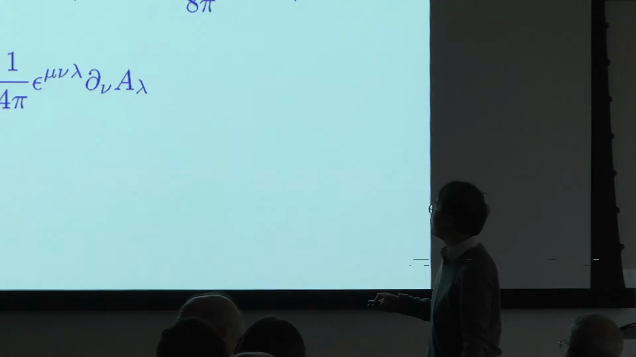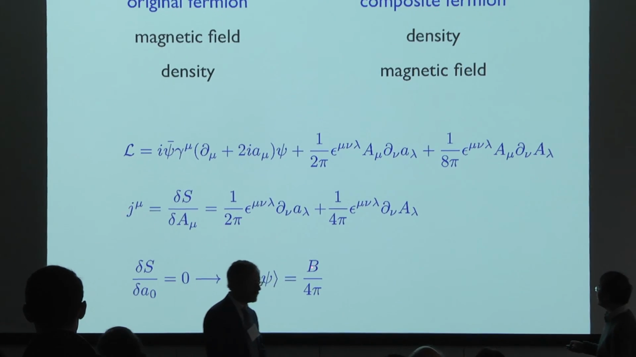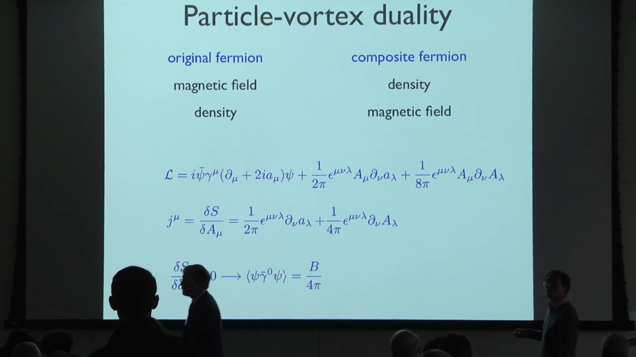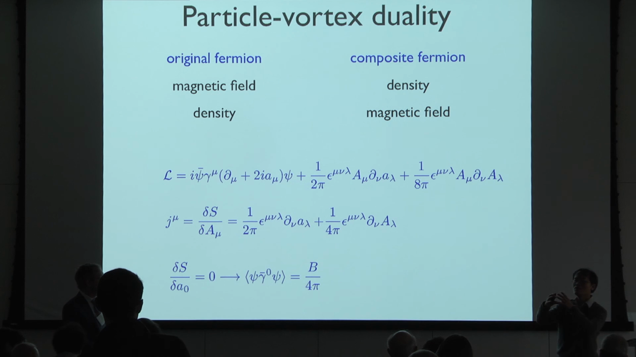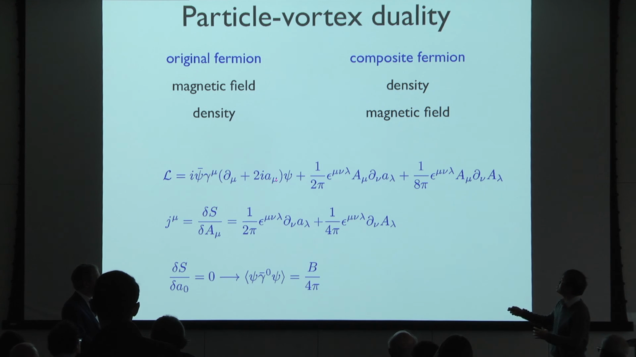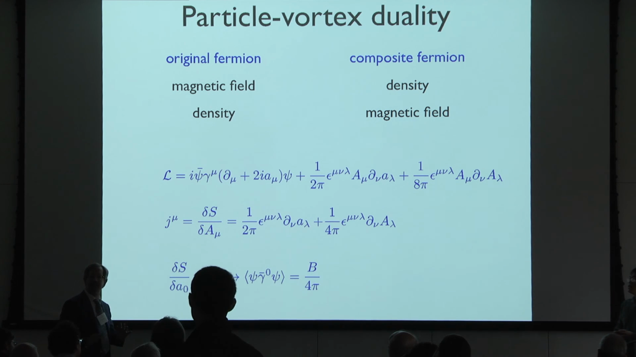But here you have to consider this theory in the background. In a finite magnetic field, there is a density of these fermions. So the composite fermion is the theory of a Fermi surface coupled to a gauge field, and that gauge field mixes with the external field.